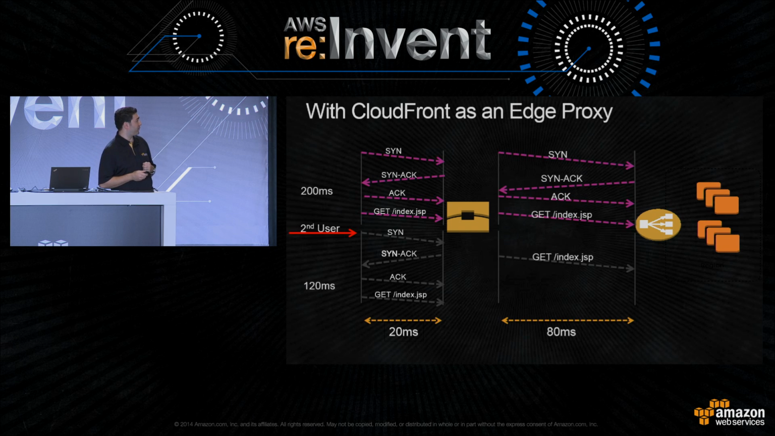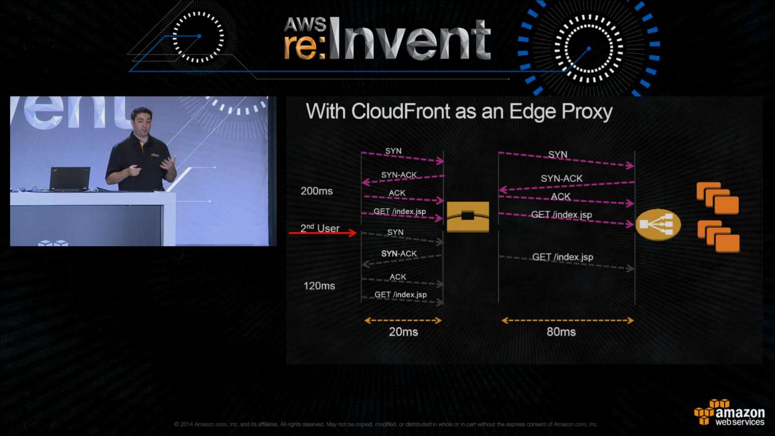If you put CloudFront in the middle, and again, let's assume that CloudFront is 20 milliseconds away from the end user and the origin is 80 milliseconds away from CloudFront, you'll see on the first user, which is the top part of this graph, it's exactly the same, 200 milliseconds. But on the second user, it's only 120 milliseconds because we can shave off that handshake between CloudFront and the origin because we will very likely have a connection kept alive and basically a connection cache you can think of at that edge location.